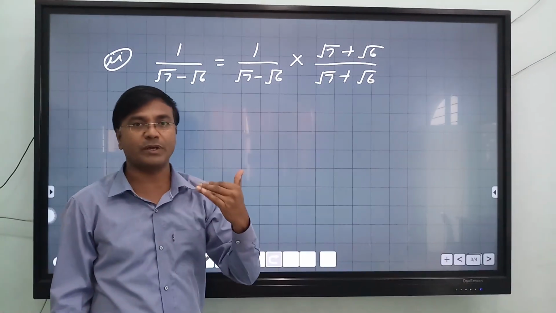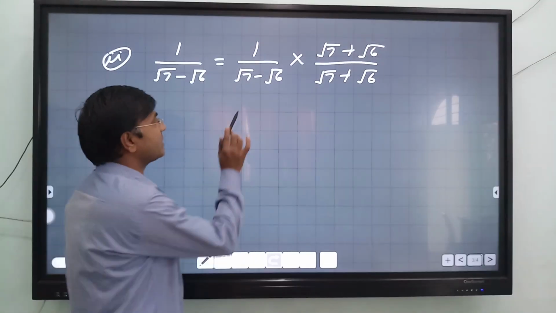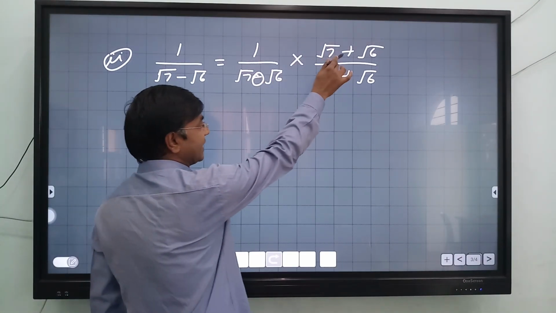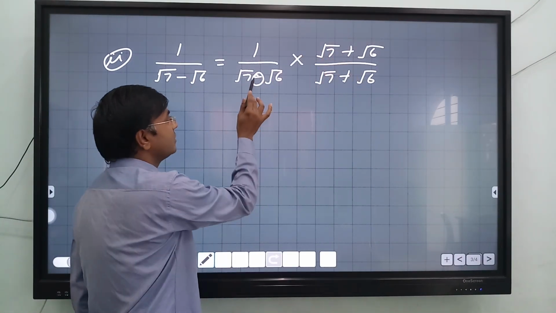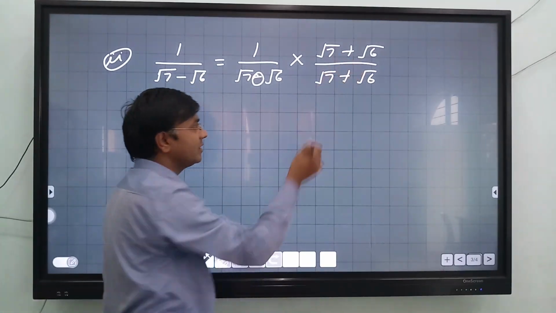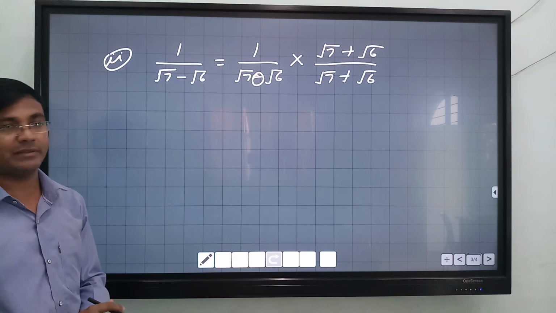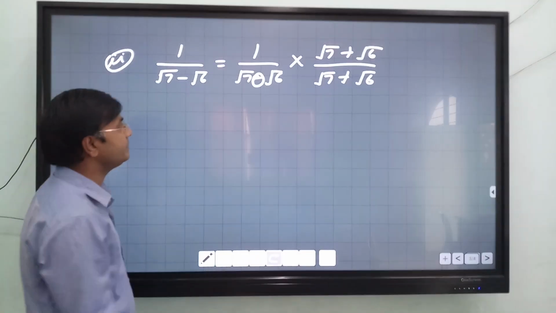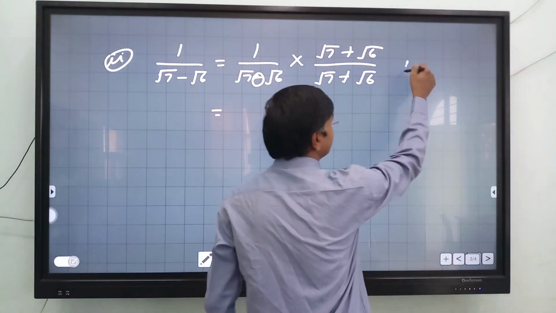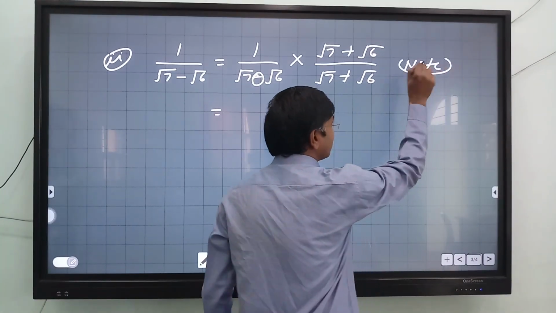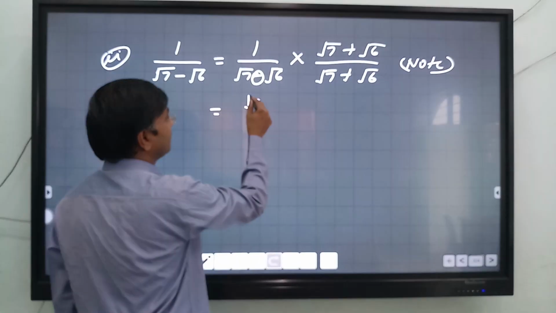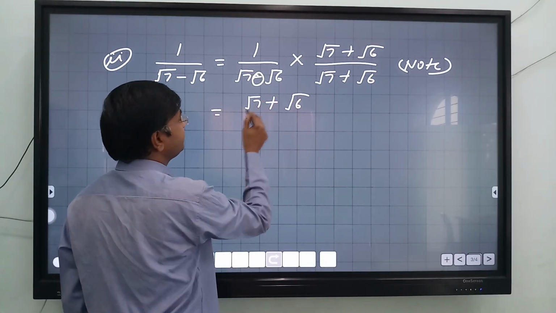This is the note point, that is the conjugate. Conjugate means changing this sign. If there is minus, we will take plus, or if there is plus, we will take minus. That is, the opposite sign has to be taken. Okay, this is the note point. How to rationalize? This is the rule. Now in the numerator we will get the same number.